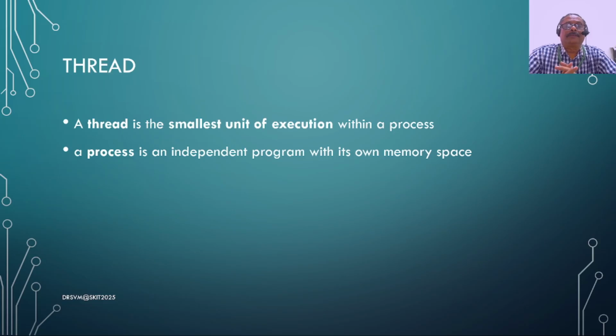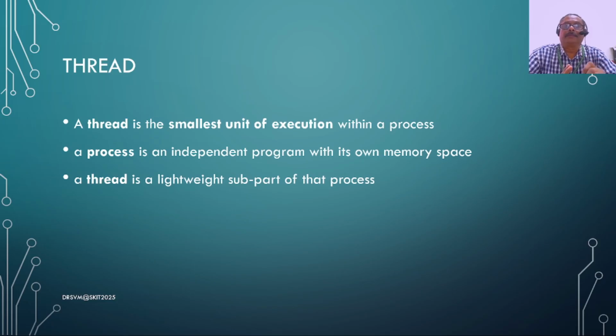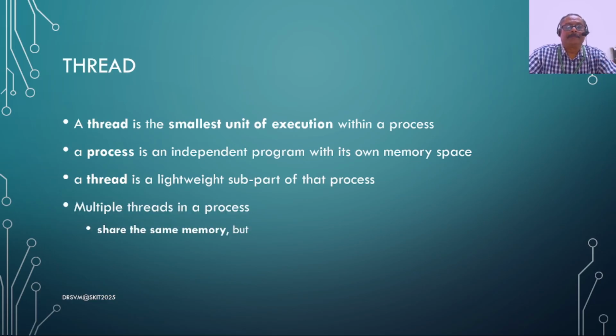Here, a process is an independent program where each one will have its own memory space, but a thread is a lightweight sub part of that process, which means it will not have its own memory space. It will share the memory space of the process itself. So each thread under a process will not have a separate memory space, but will share the memory space of the process.